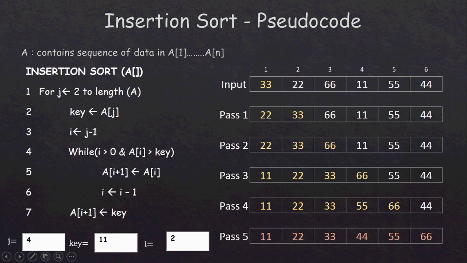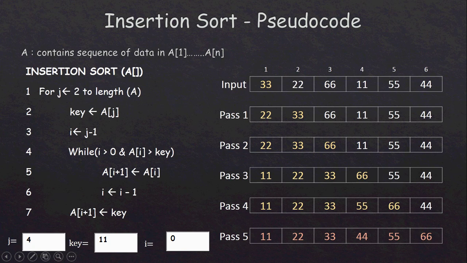I value becomes 1. While I greater than 0 is true. What is a of I? A of I is 22. 22 is greater than 11. So again that 22 will be shifted. Then I equal to I minus 1. I becomes 0. Then this condition will be false. Then this statement will execute. What is a of I plus 1? A of I plus 1 is a of 1. In place of a of 1, I am storing 11.